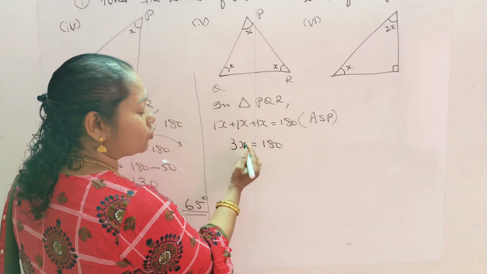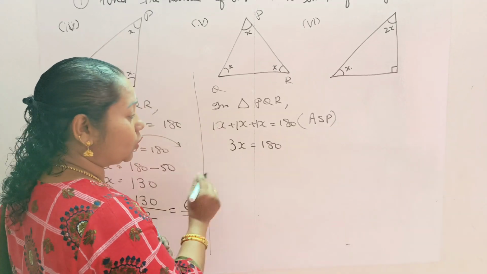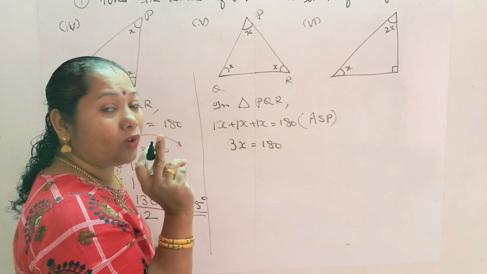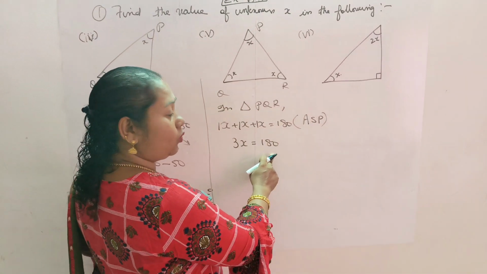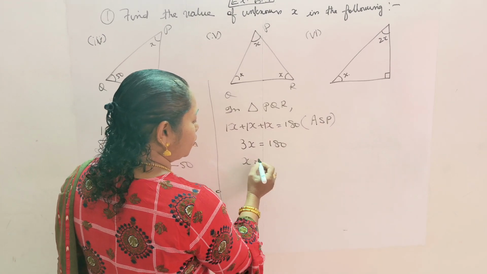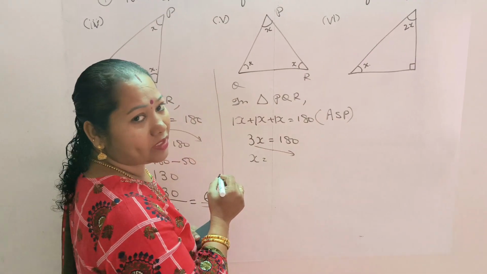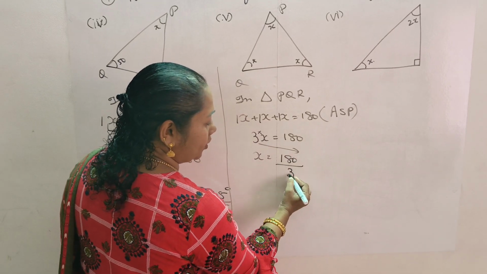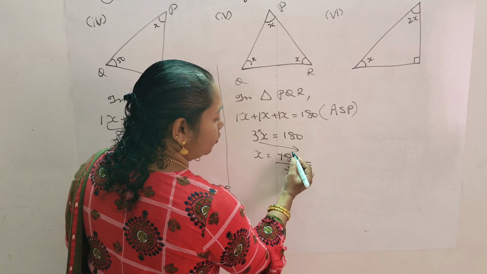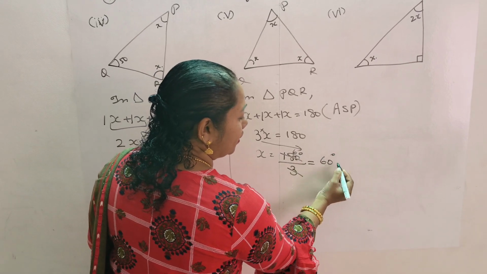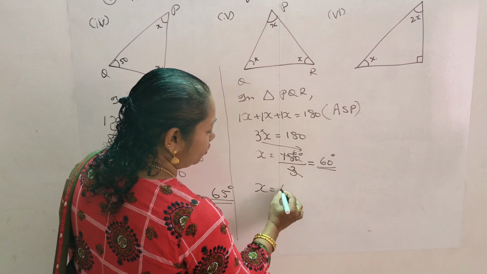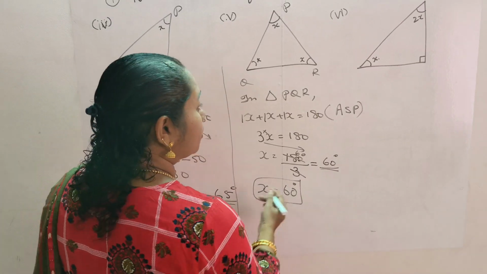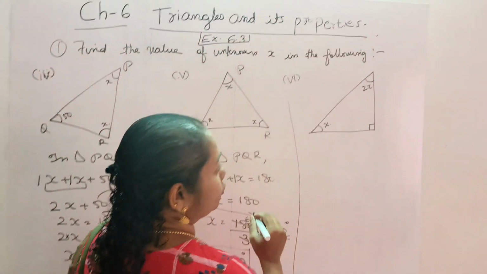3x means 3 multiply x. So I already mentioned that if multiplication is there and it is crossing the equals, it will go for division. Now 3x is equal to 180 degrees. So x is equal to, it will go to the denominator side, right? Because it is a multiplication problem. So 180 upon 3, this will cancel out and the answer is 60 degrees. So x is equal to 60 degrees.